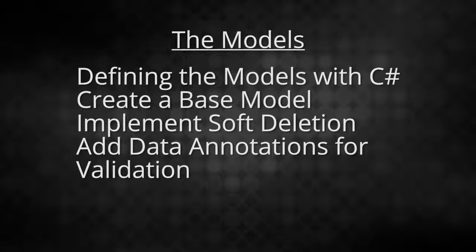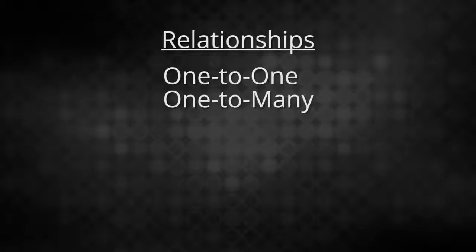As per our specification, we also have to have active and inactive models, so we're going to implement soft deletion. And we're also going to add data annotations to our models so that Entity Framework can validate them for us automatically. We'll then run through some basic relationships between the models, one-to-one and one-to-many.